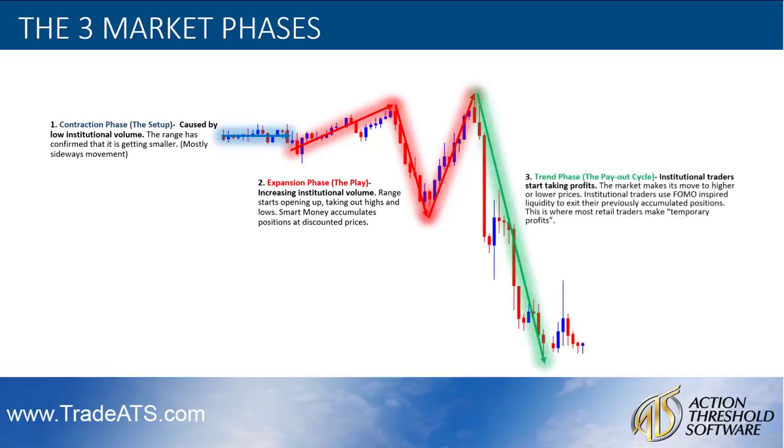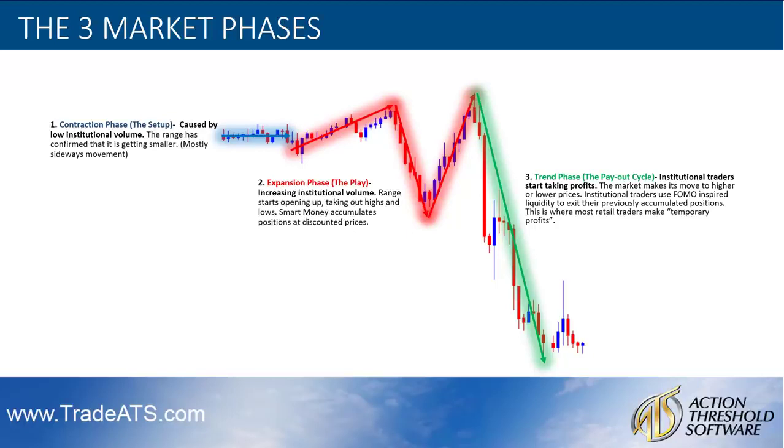Okay, and then the third phase is the trend phase. This is the payout cycle. Institutional traders start taking profits off the table. The market makes its move to higher or lower prices. For our illustration here, it's lower prices. The institutional traders use FOMO, fear of missing out, inspired liquidity to exit their previously accumulated positions.